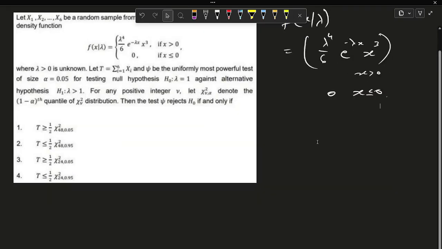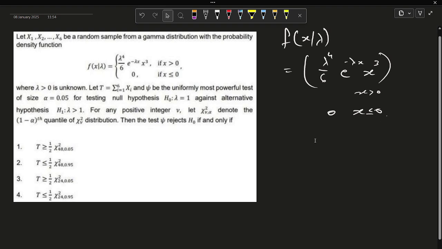Firstly, we are tasked to analyze the hypothesis test for the gamma distribution with the given PDF and determine the correct rejection region for the most powerful test at significance level alpha, which is 0.05. The given information is this PDF, where lambda is greater than 0. So the null and alternative hypotheses are these.